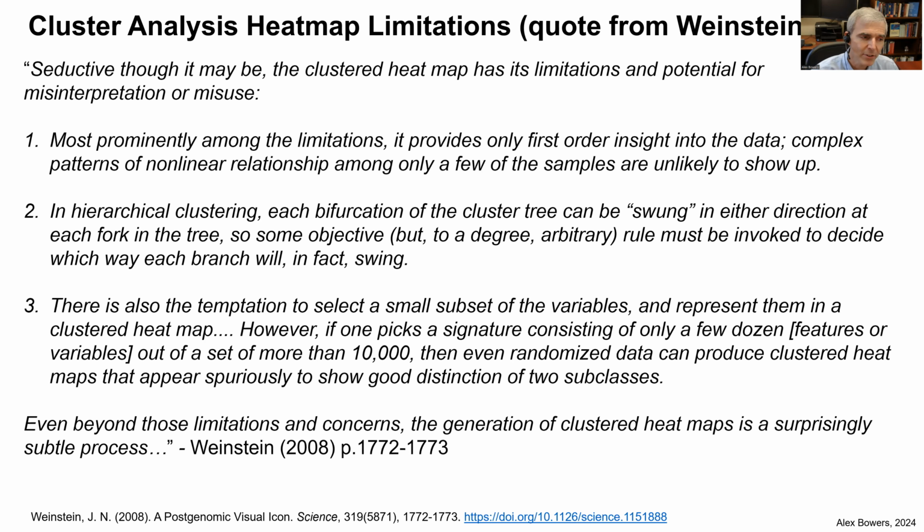Number three, there's also the temptation to select a small subset of the variables and represent them in a clustered heat map. However, if one picks a signature consisting of only a few dozen features or variables out of a set of more than 10,000, then even randomized data can produce clustered heat maps that appear spuriously to show good distinction of subclasses. So this means use all your data, use all the variables. You may be thinking, well, just use the ones that I think are most important. No, use them all. Why?